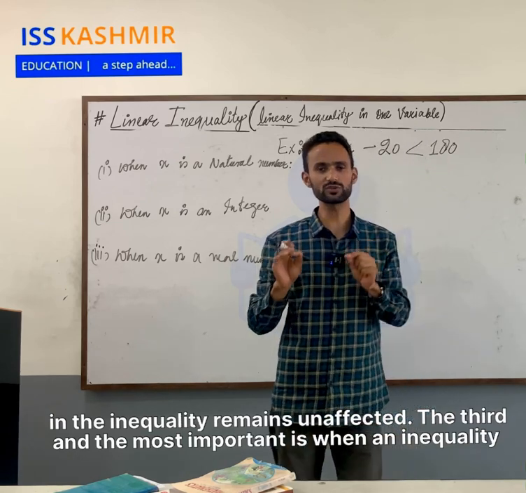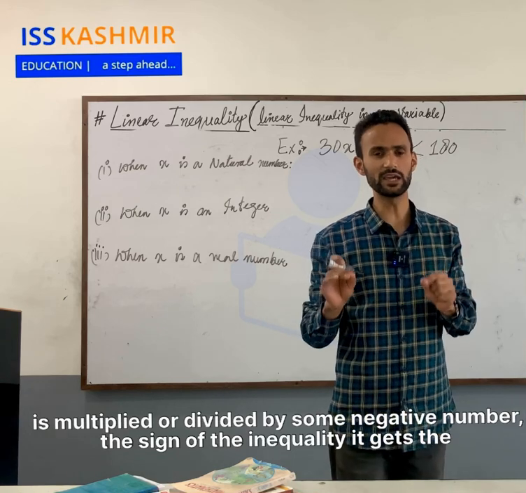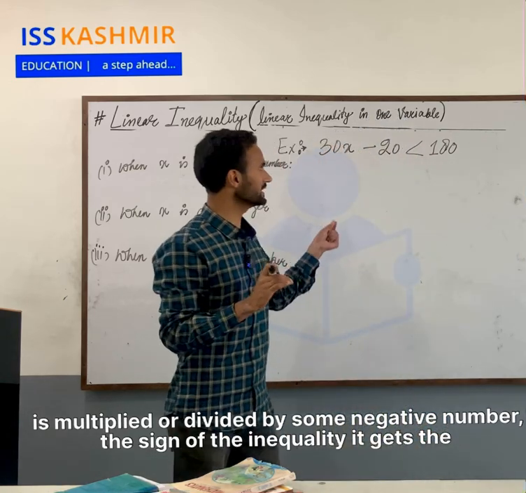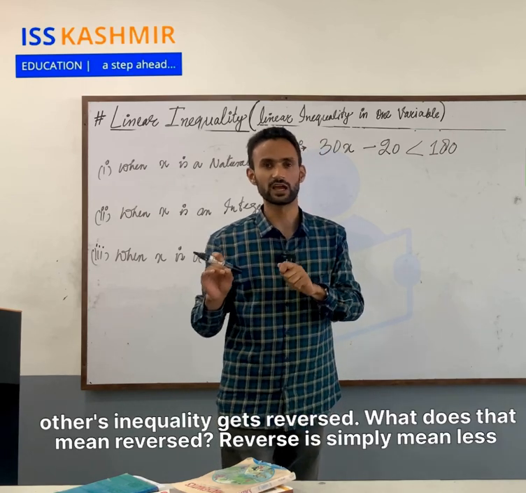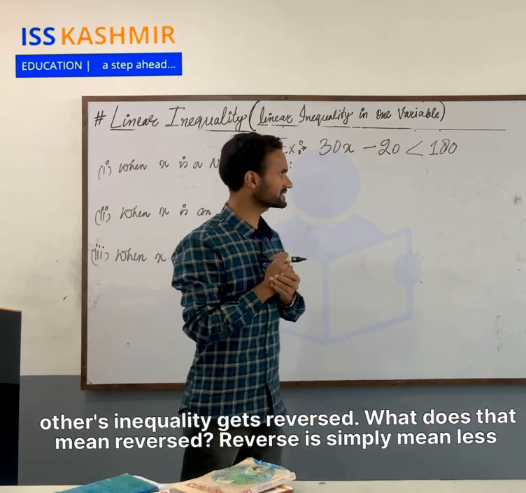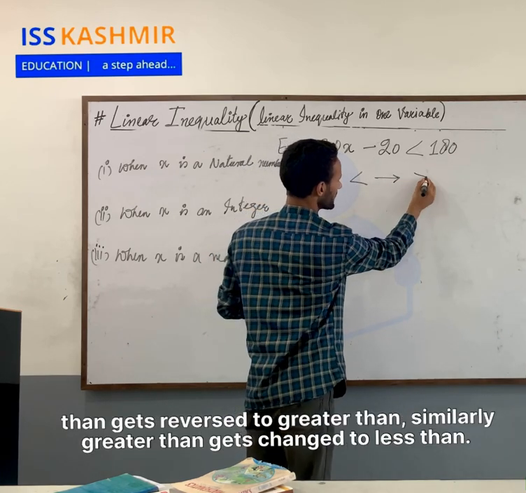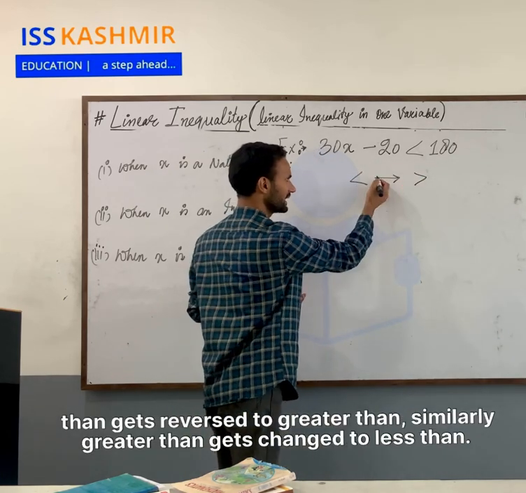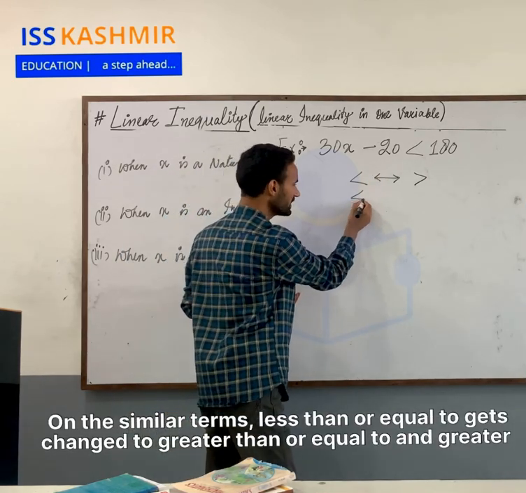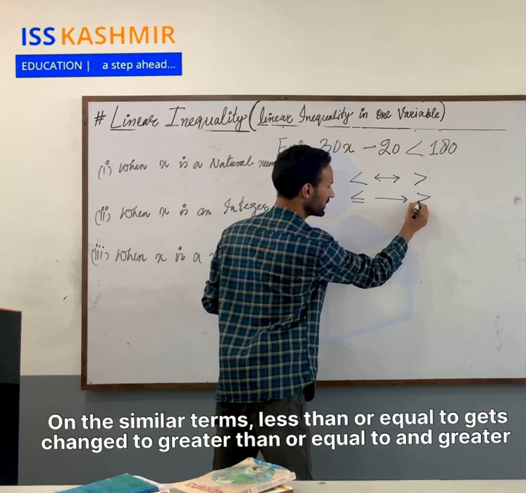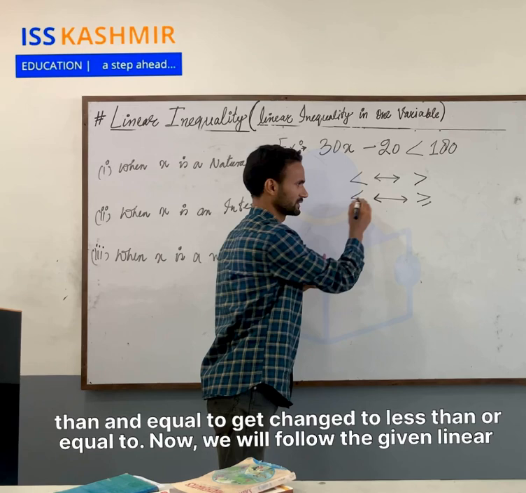The third and the most important is when an inequality is multiplied or divided by some negative number, the sign of the inequality gets reversed. What does that mean, reversed? Reversed simply means less than gets reversed to greater than. Similarly, greater than gets changed to less than. On similar terms, less than or equal to gets changed to greater than or equal to, and greater than or equal to gets changed into less than or equal to.